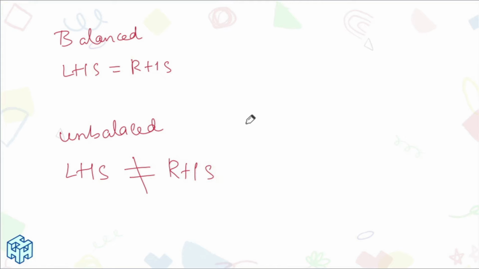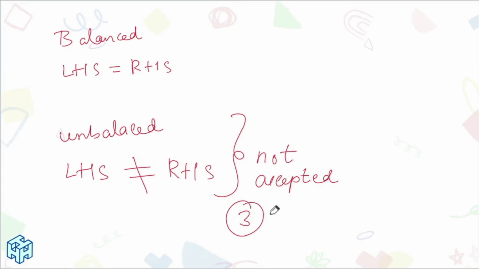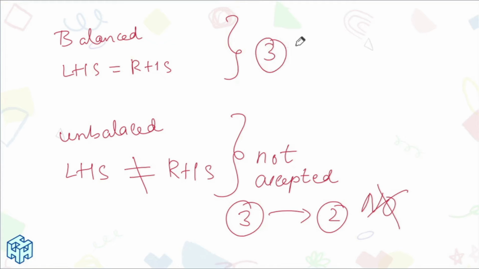But this is not accepted. Do you accept? For example, you give some person 3 rupees, and he returns 2 rupees. Do you agree? No. You say, I don't agree, I don't take. Whereas if you give 3 rupees and he gives you back 3 rupees, you take? Yes, I am ready to take it. So unbalanced equations are not accepted.